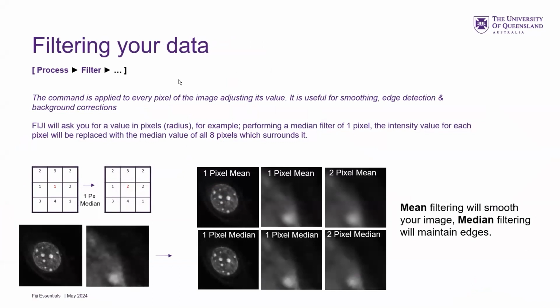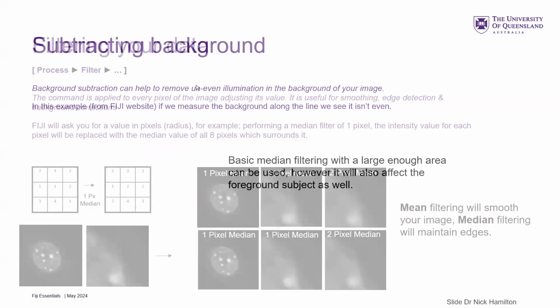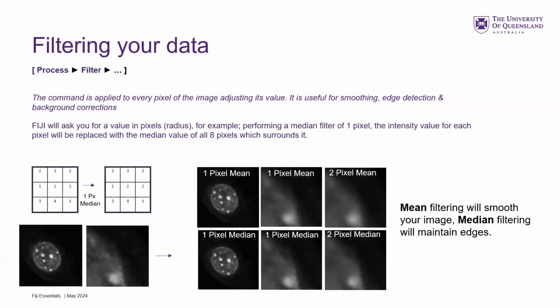detail. So filtering your data. If you go to the process menu, filter, there's a whole bunch in there. I'm not going to explain every one, but generally these are doing a blur or some modification on your image. So it's smoothing the data. The way it works is it'll ask you how many pixels. So if you're doing a mean filter, it'll say 1 pixel, 2 pixels, 5 pixels, however many.